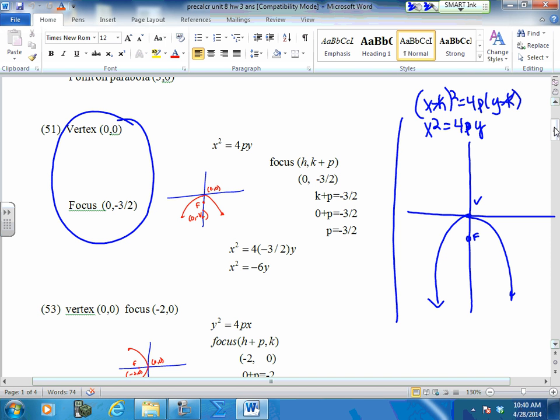P is the distance. Distance, do it first, measure it, absolute value, from here to here. So P would be what? Just the number, not the sign. So 3 over 2, and because I'm opening down, P is negative. You don't have to remember that your focus is your vertex minus whatever, k minus p, h plus p, x minus h. You don't have to memorize any of that because it's very confusing.